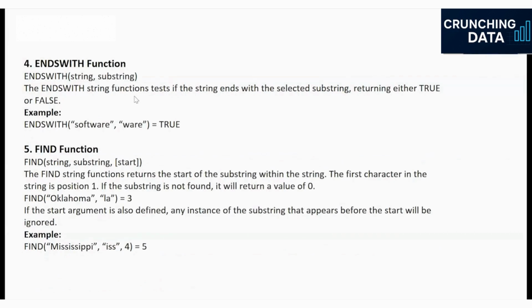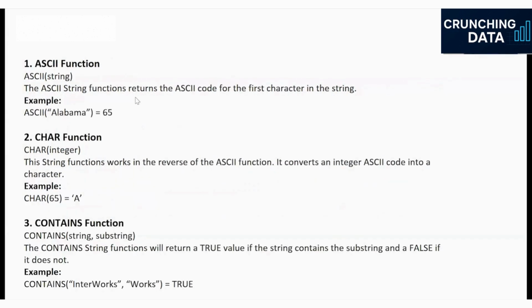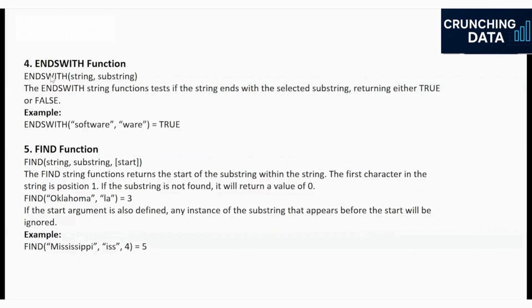Then the next one is ends with. When we were talking about the previous one, in which it was checking for that particular substring, the substring can be anywhere. It can be at the start of that string, the center of that string, or even the end of that string. But here, if we specifically want to know whether that string is ending with this substring, we have to apply this ends with function. For example, let's say that I want to check whether software ends with ware. Since it is true, it would return me the Boolean value as true. If it was false, it would give me the value as false.